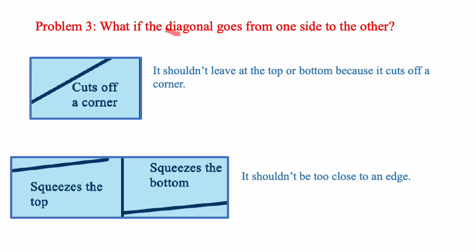So I want to discuss a little more about these diagonals that go from one side to the other, cutting the image in half. It's better if it doesn't go to the top or bottom of the image, because then it looks like it's cutting off a corner. And also don't have it too close to the edge, because then it will look like it's squeezing that little space.